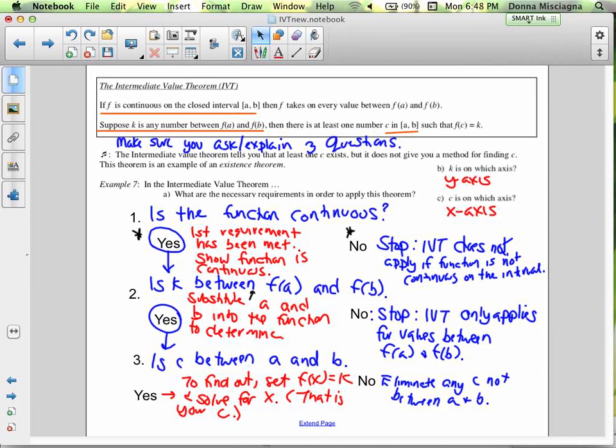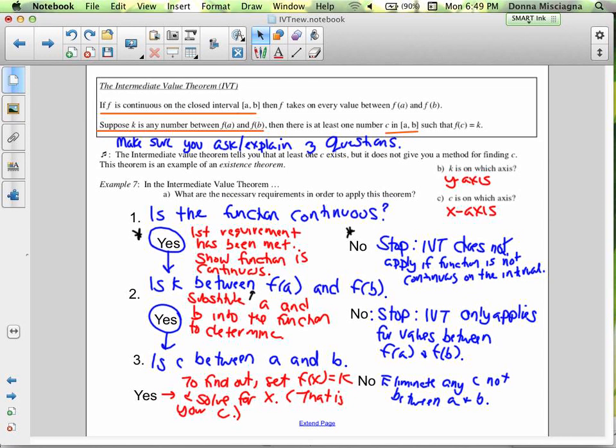If you say no, then stop. Intermediate value theorem does not apply if the function is not continuous on the interval. You can state it. So if you're asked to find the c, you can say, since the function is not continuous on the interval, intermediate value theorem does not guarantee the existence of a c. That's simple.